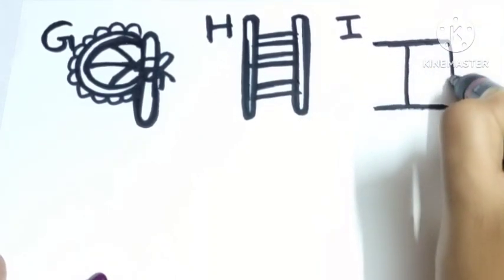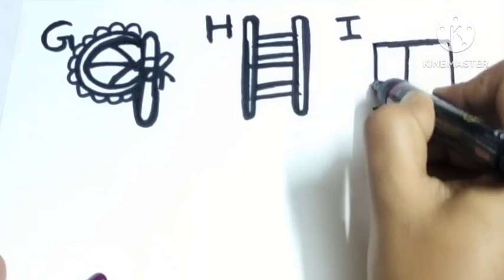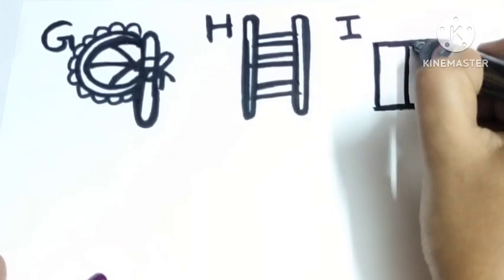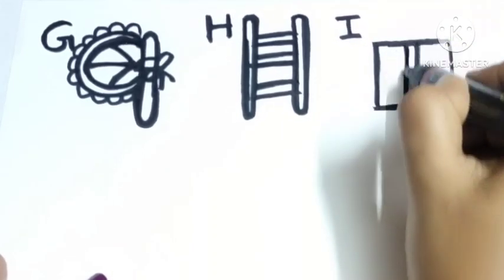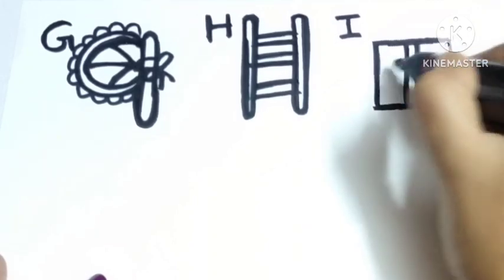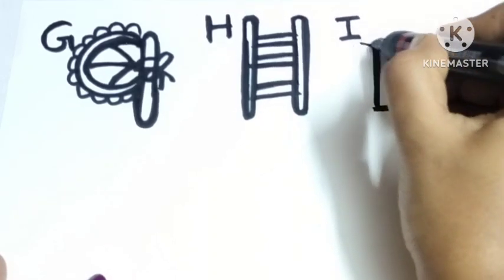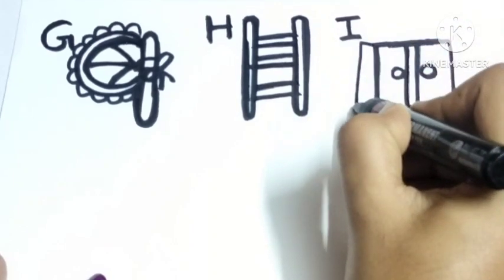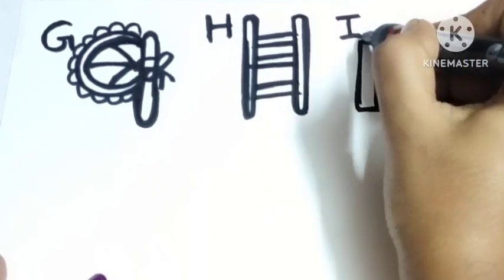J, K, L, M, N, O, P, Q, R, S, T, U, V, W, X, Y, and Z. Now I know my ABCs. Next time, won't you sing with me?